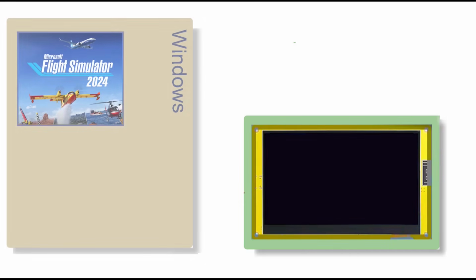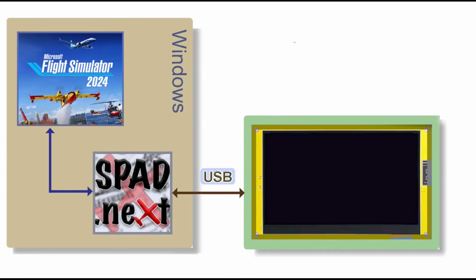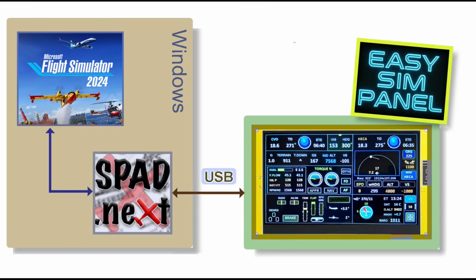Just plug and play. The second component that you need to buy is SPAD.neXt. It is the software that runs on your PC to work as the interface between the sim and the ESP panel. It's a payware that costs 25 euros. The final piece of the puzzle is the firmware. It's a free open source download. You simply flash it into your display board. More about that later. Now let's see how this thing works.